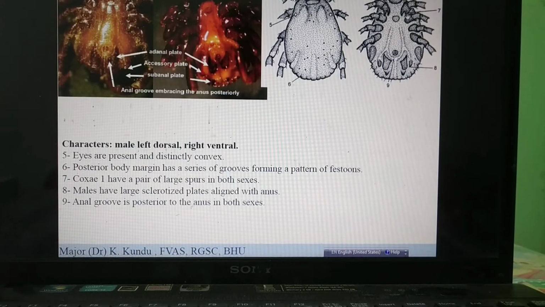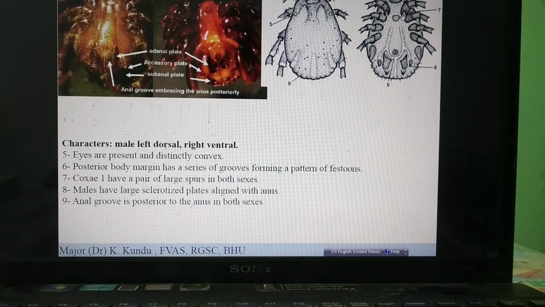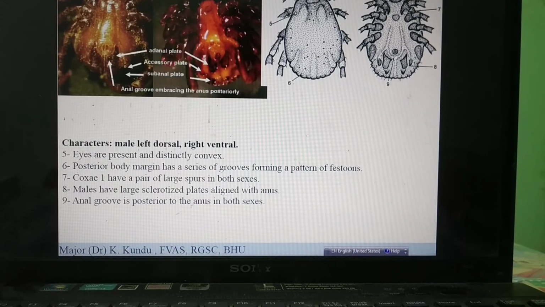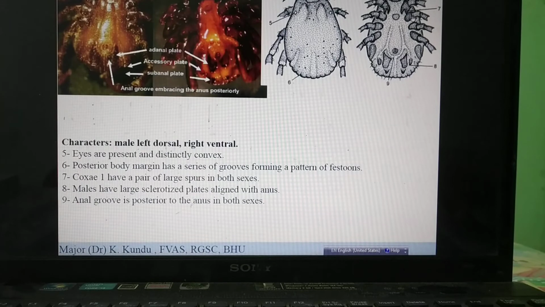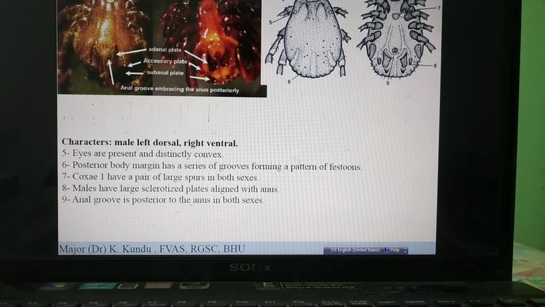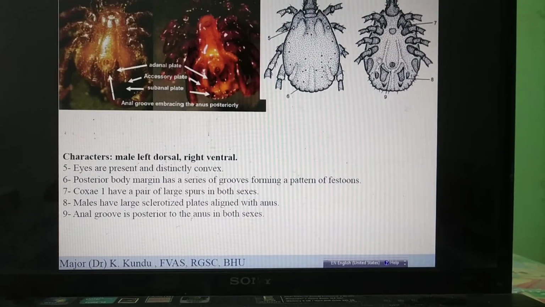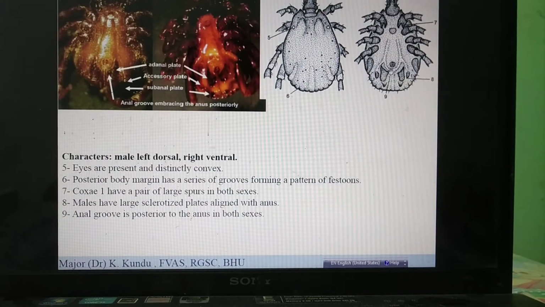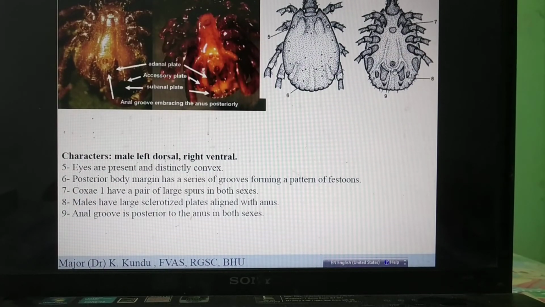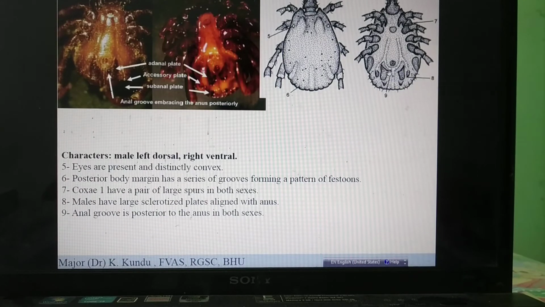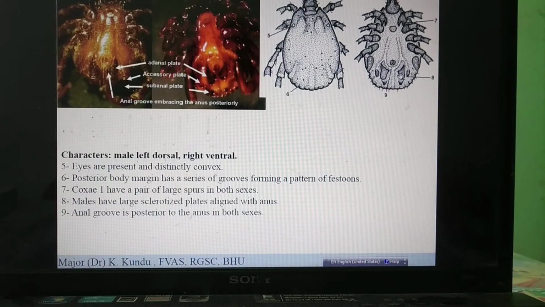coxa. Okay, the coxa has got two large spurs. Each coxa, you can see the two spurs. This is typical of hyalomma. Then coming to the anal opening, there is a posterior anal groove. Then apart from the posterior anal groove, you will see adanal plates.